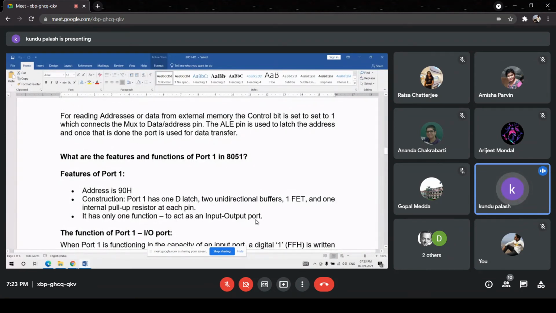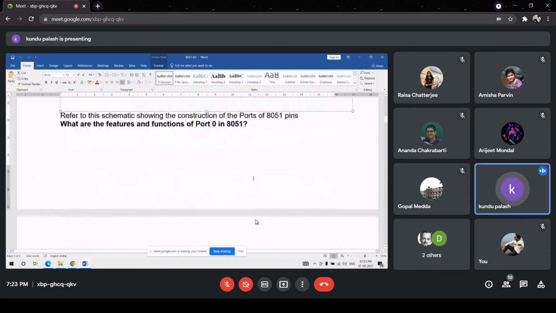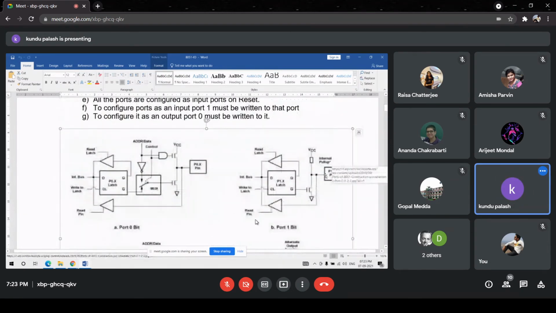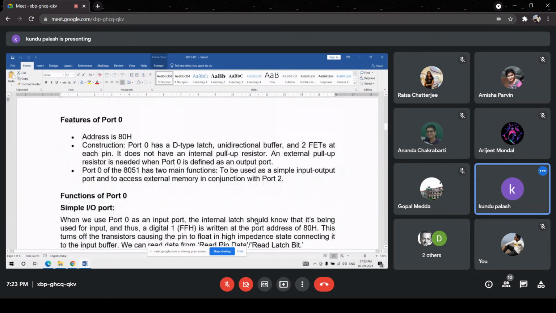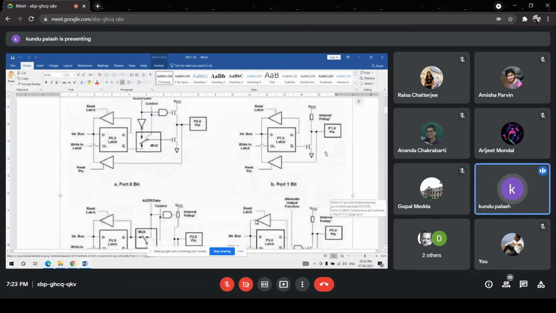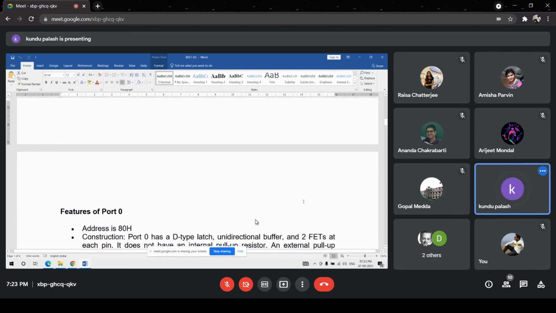Port 1 has an absolute address of 90 in the special function register area in the data RAM. The architecture of port 1 looks like this. This part is the same, but this part is different. There is no mux. So this is for port 1. That means all 8 lines of port 1 have this identical circuit internally.